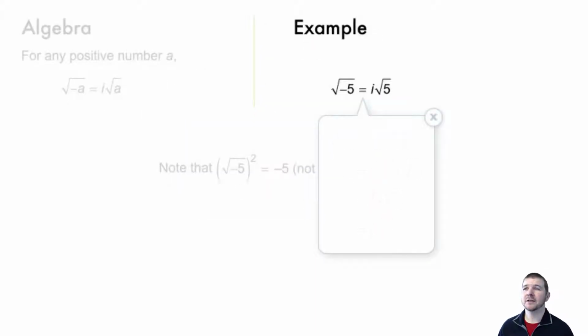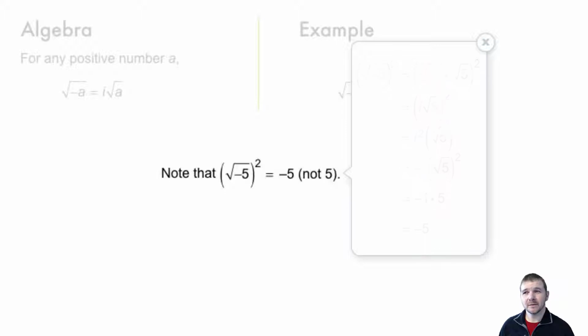An example, the square root of -5 equals i times the square root of 5. Again, we see greater detail in a callout. The square root of -5 can be written as the square root of -1 times 5, which can be rewritten as the square root of -1 times the square root of 5. The square root of -1 is the imaginary unit, so it can be written as i, and this all simplifies to i times the square root of 5. Take note that the square root of -5, in parentheses squared, equals -5, not 5.